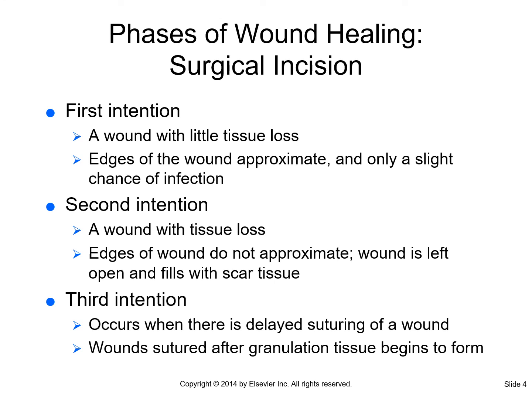So if you have a cut and you go to the emergency room, sometimes they give you stitches and sometimes they don't. It has to do with the amount of tissue loss, if they can pull it together and create that approximation or not. Wound healing by third intention is when there's a delay of suturing a wound and they suture it after tissue begins to form. Very often they do this if there's an infection. They want the infection to go away, then they'll put it together and suture it later on.